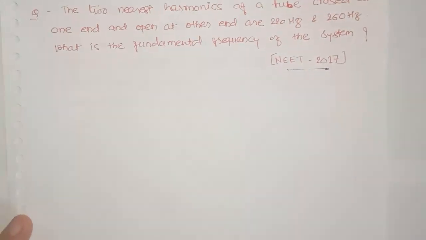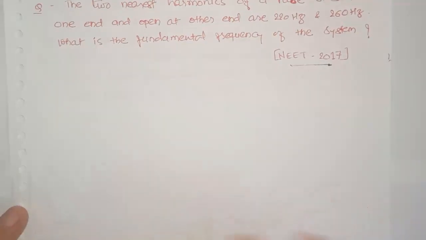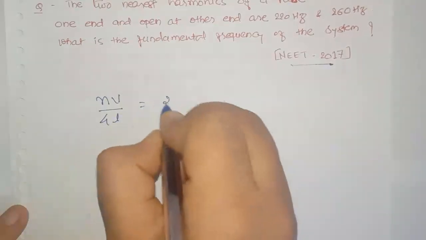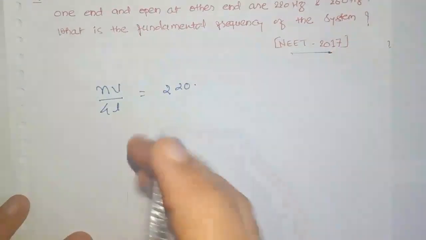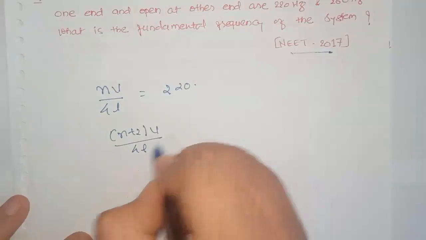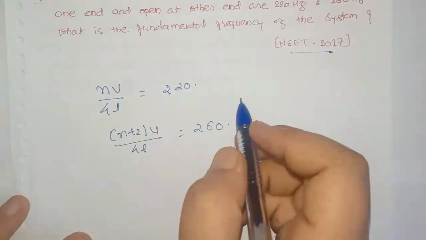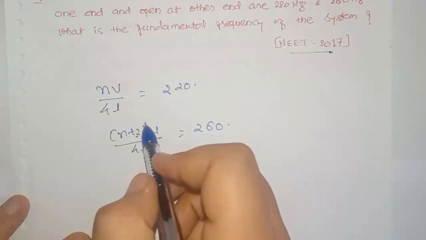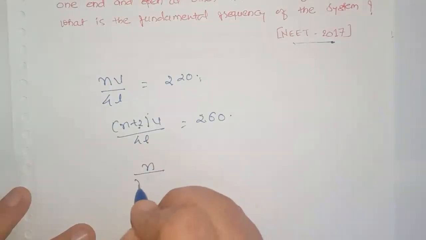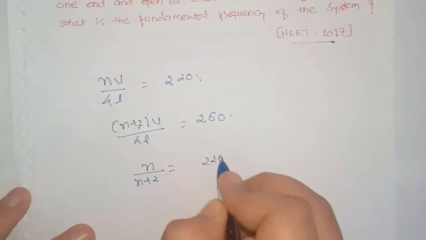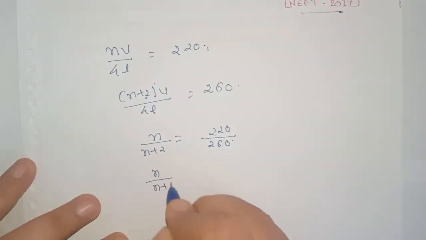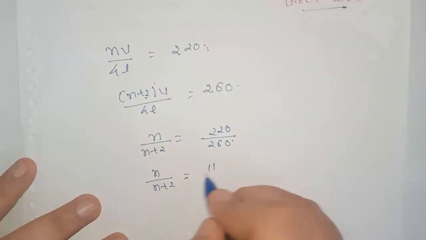Here, the two successive frequencies of the closed pipe. Let's say one is Nv upon 4L, that is equals to 220, and the other is N plus 2 V upon 4L, that is equals to 260. Here we are taking N plus 2 because there are only odd harmonics present. Divide these two, we can get N divided by N plus 2 is equals to 220 divided by 260. So N divided by N plus 2 is equals to 11 divided by 13.